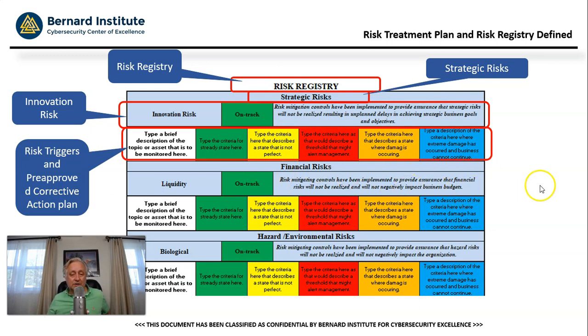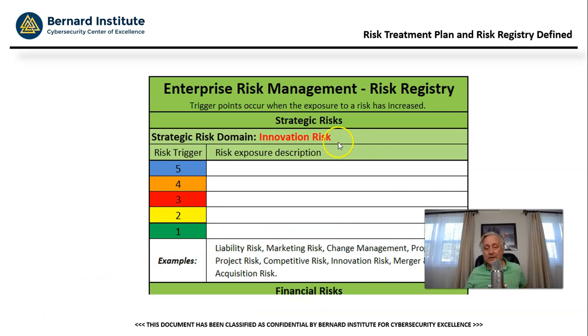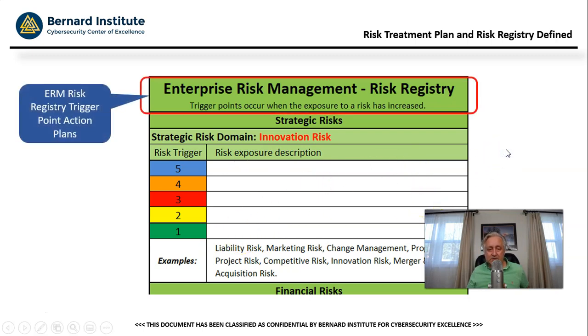But each of these triggers will have a definition or an action plan already defined on what it is that we're going to do. And here is where we load this, right? So we put the different triggers, the blue to green, and we explain what it is that we're going to do. We have an action plan, and that action plan gets approved by the board of directors.